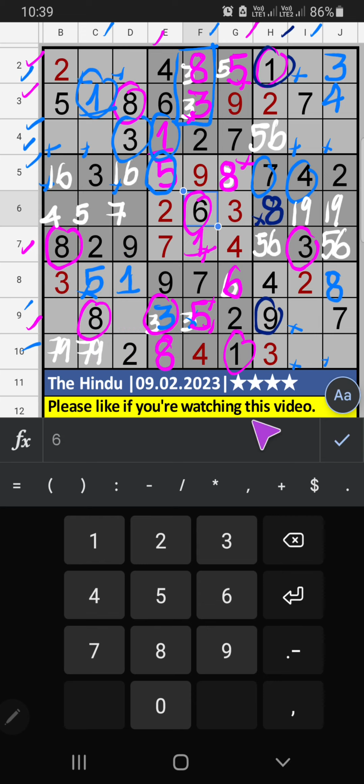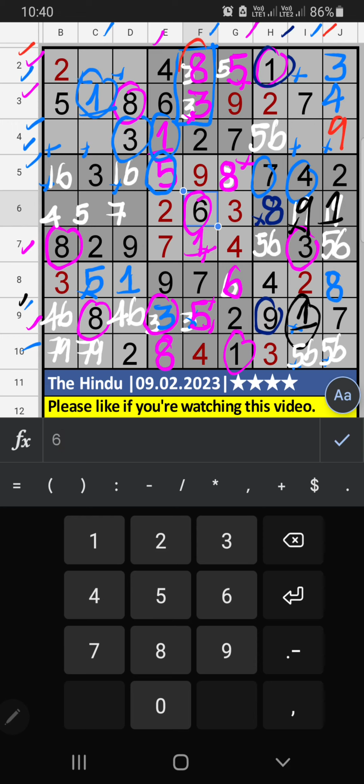We'll confirm later. Then 9th row, only one number is remaining, 1. 1 is confirmed here. Column I, we have 1. So 1 can't come in the cell. 1 is confirmed here. Then 9 is here. Then 9th grade, two numbers are remaining, 5 and 6. It will come in one of the cells. We will confirm later. Then column J, only one number is remaining, 9. 9 is confirmed here.